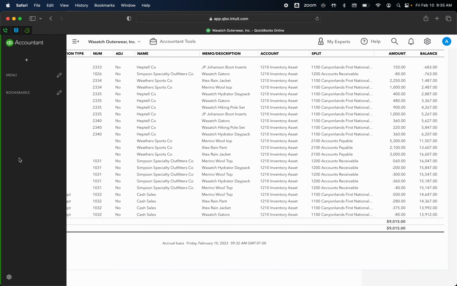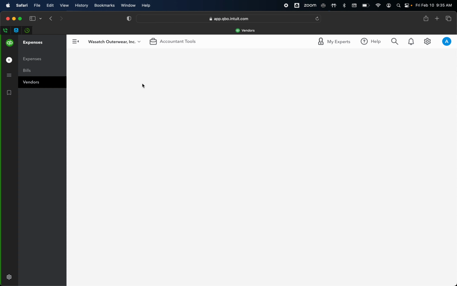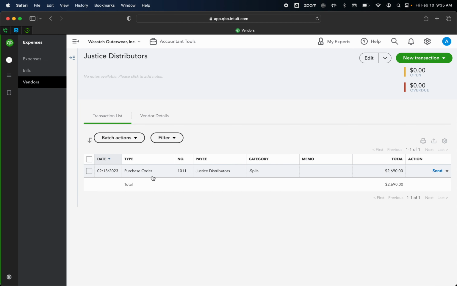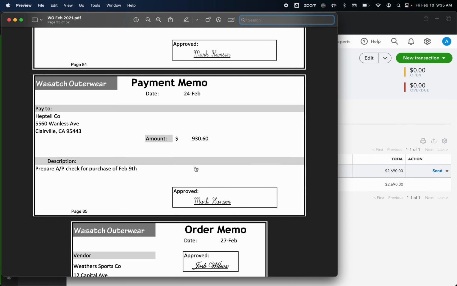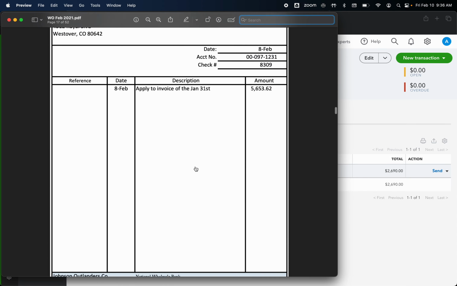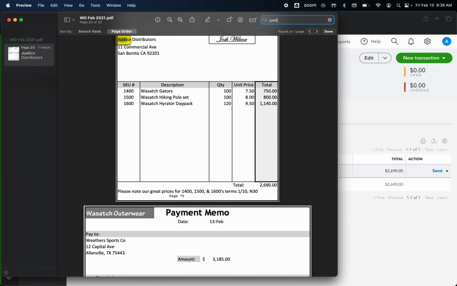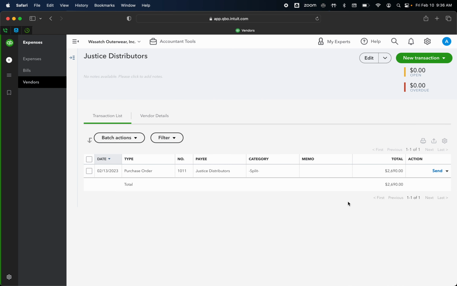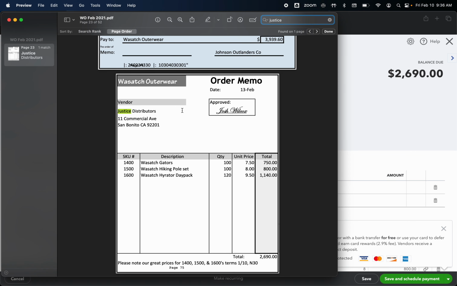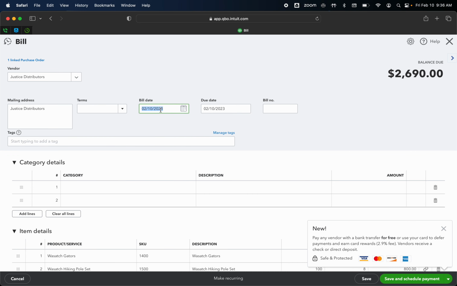Expenses, vendor, justice distributors, vendor. We have a purchase order for $26.90, but we don't have an order memo. So let's switch here to justice distributors for $26.90. So we want to copy to bill. That makes a bill, and that's on the 13th. So you want to watch for these dates.